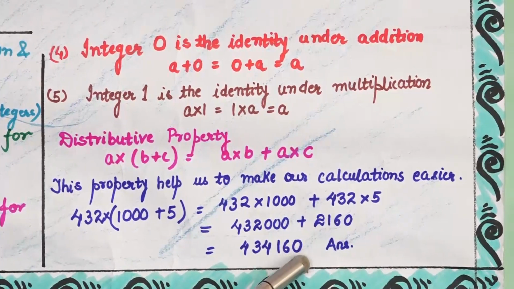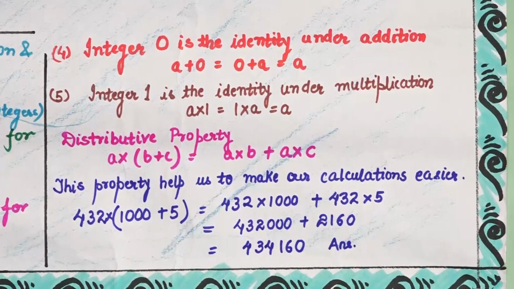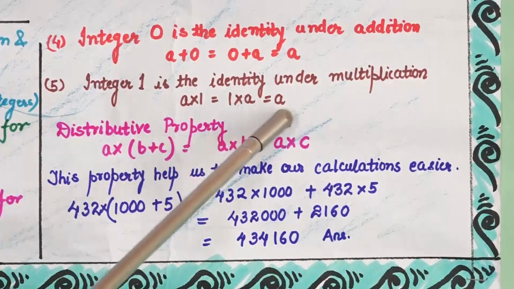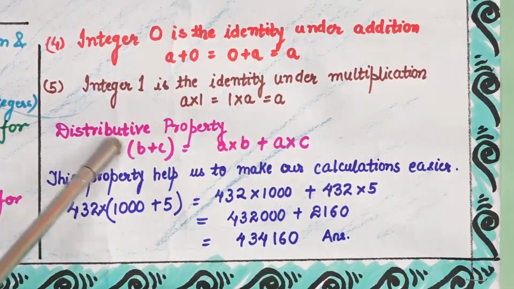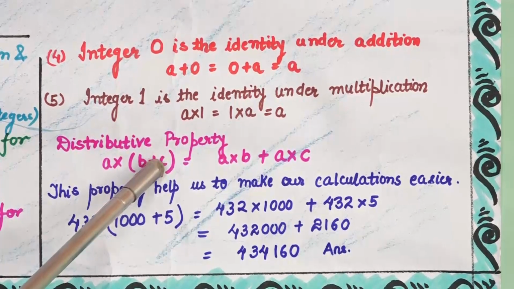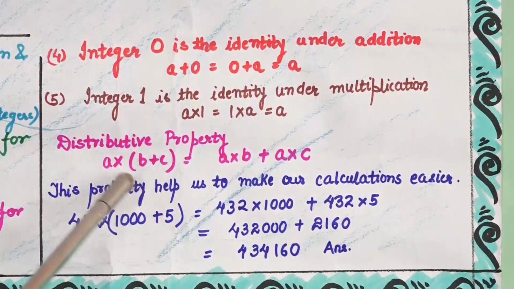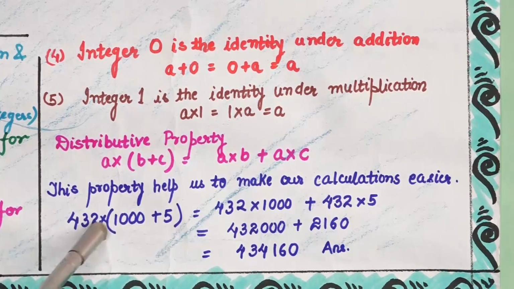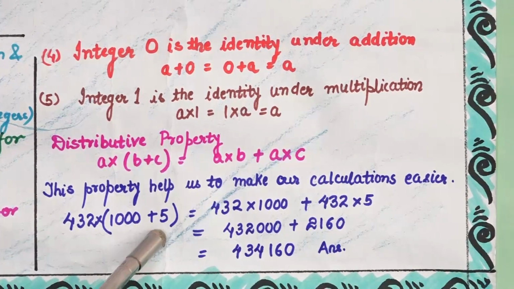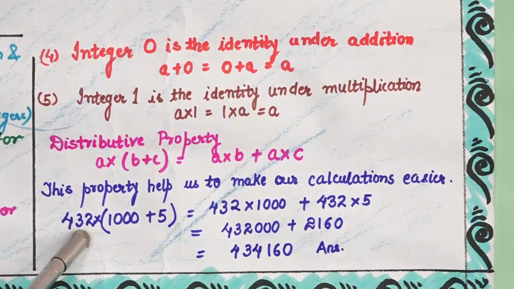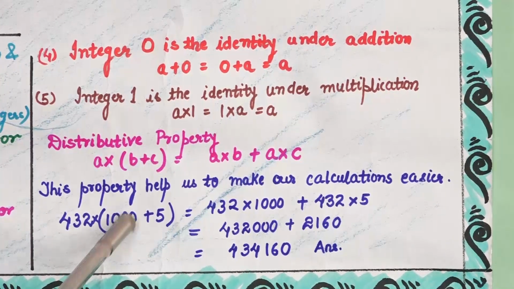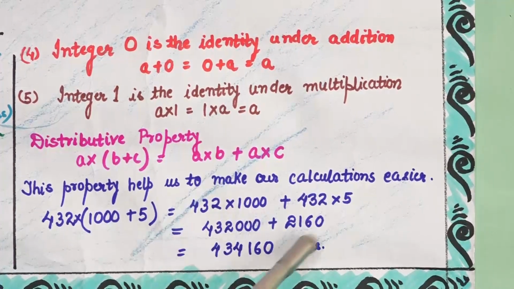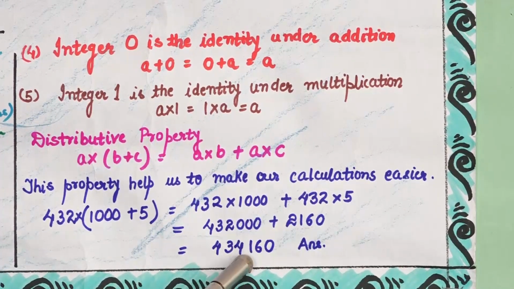434,160. Now, the last property is the distributive property. This property says that A multiplied by B plus C. That means, suppose we want to multiply 432 with 1005. There is one way: break this number like this. After breaking, first of all, you multiply 432 with 1000 and then 432 with 5. Within a minute, you will multiply and do the addition and you will get this answer.